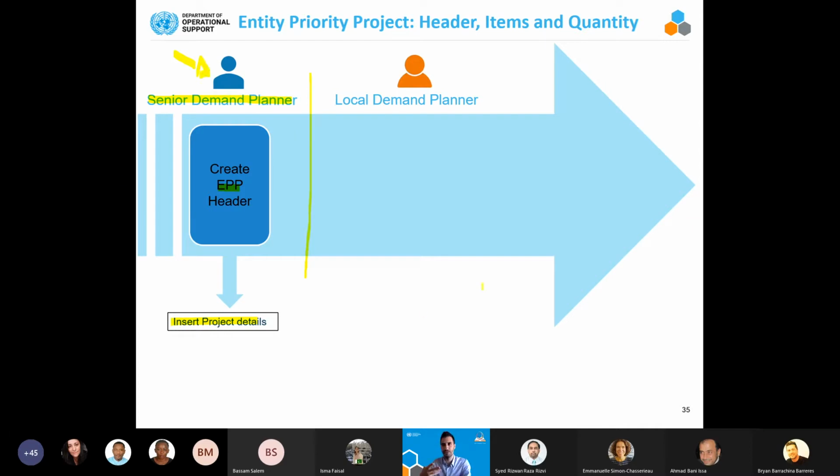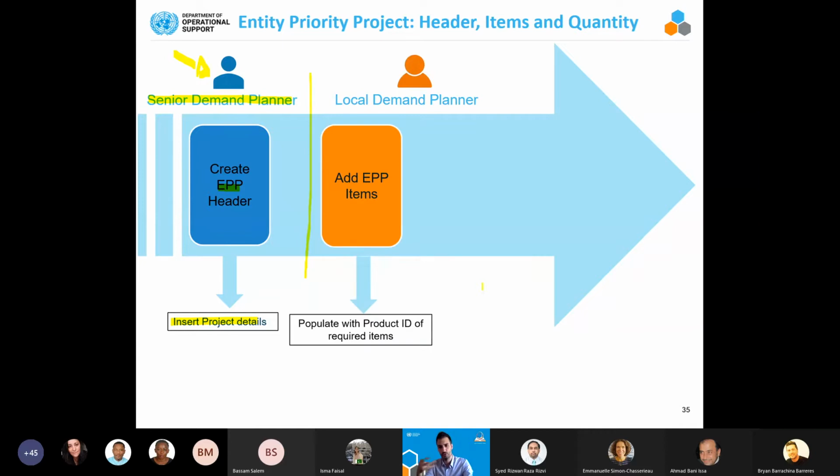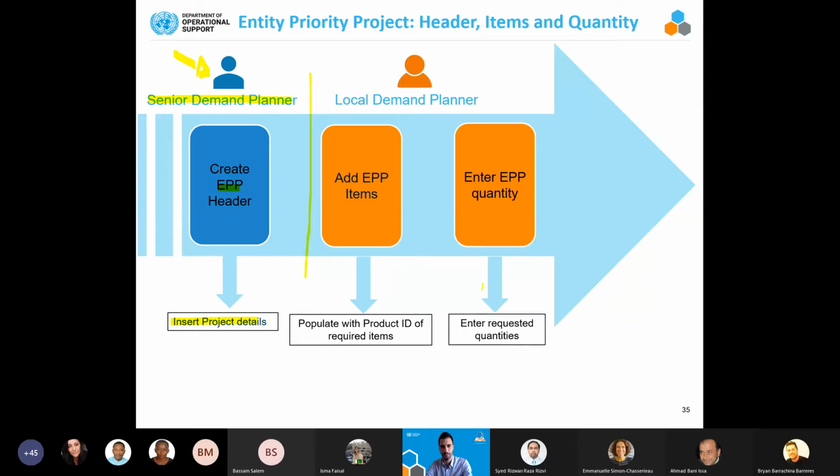Then after the senior demand planner has entered the project, has listed the projects that we have in the entity, the local demand planner will be adding products, either goods or services, that are required for this project, and will also specify quantities and when they are required. So this is the end-to-end of the entity priority project, one of the important elements that you also saw in the agenda. The first portion is done by the senior demand planner. You will see it is not a very long process.